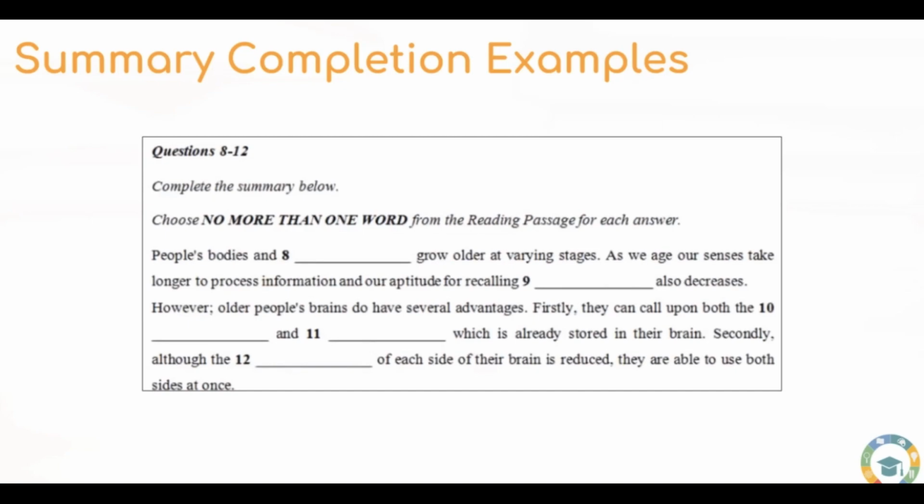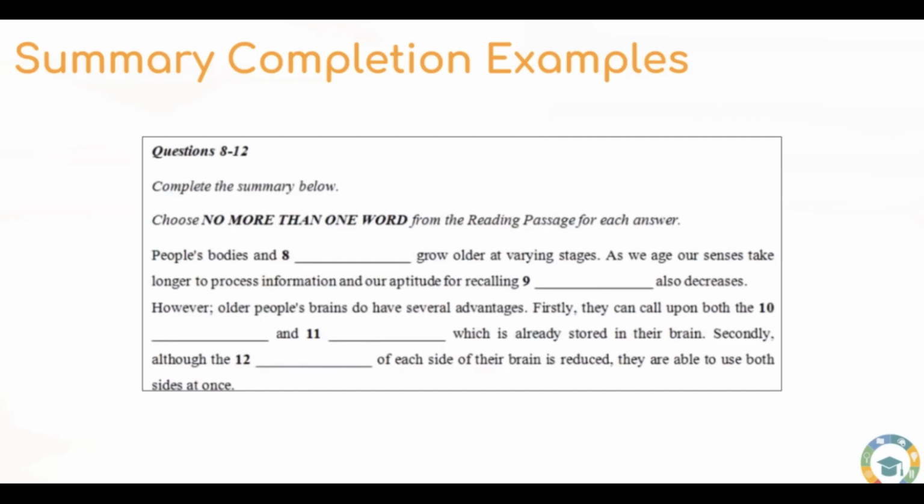Here is an example of the first type of summary completion without the box. You may also notice that in the instructions we have a word limit, and in this example it says no more than one word from the reading passage for each answer. That does mean that your answers need to be copied exactly with the correct spelling from the reading passage.